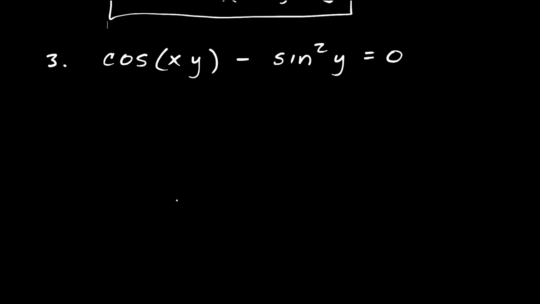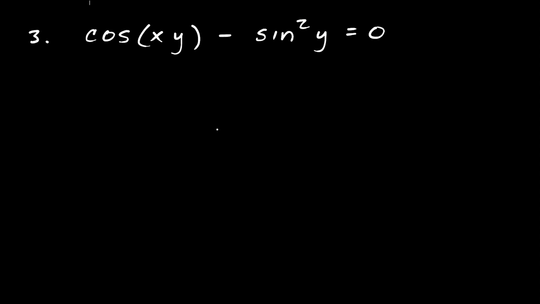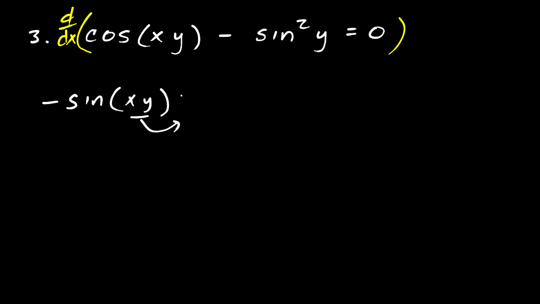Example 3, a little more trig, a little more involved. So again, same first step, not going to change that. We're going to d/dx both sides. And we're going to notice here we have the derivative of cosine of something. So remember, this is a chain rule. So the derivative of cosine of something is simply negative sine of that something. So in this case, xy. And then we're going to have to take the derivative of xy.